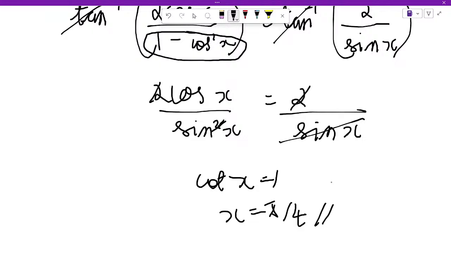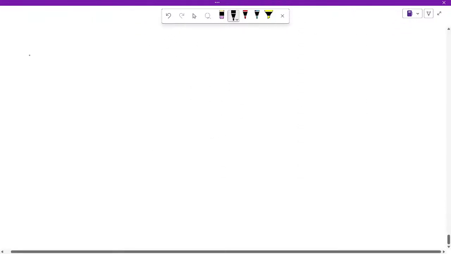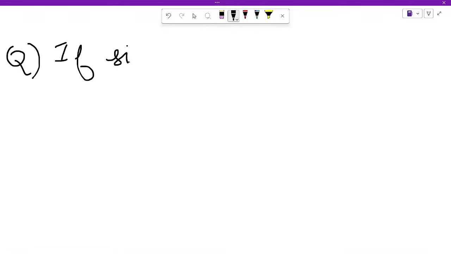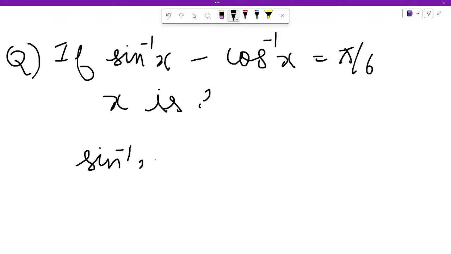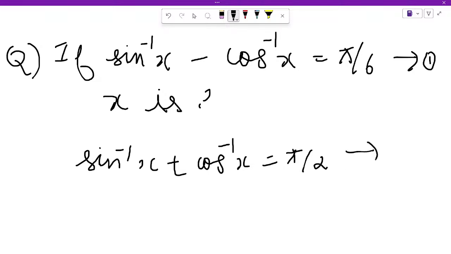Okay. Next question. If sin inverse x minus cos inverse x equal to pi by 6, then what is the value of x? Simple question. We have sin inverse x minus cos inverse x equal to pi by 6. We have an identity: sin inverse x plus cos inverse x equal to pi by 2. Take this as equation number 1. Take this as equation number 2.